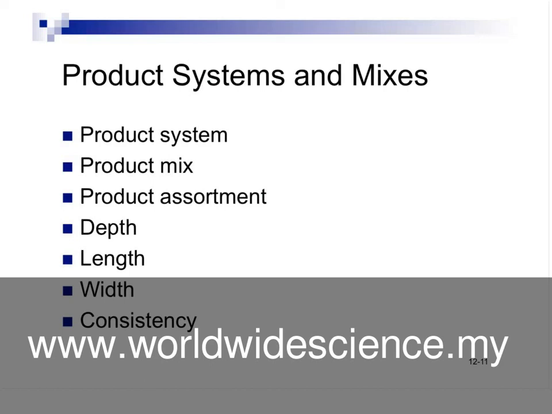Then product assortment is how you sort the product, how you arrange the product, like in a package and everything. Then the depth, the length, the width, consistency. These are all different aspects of the product. The width refers to how many different product lines the company carries. So that's the width. Then the length of a product mix refers to the total number of items in the mix.